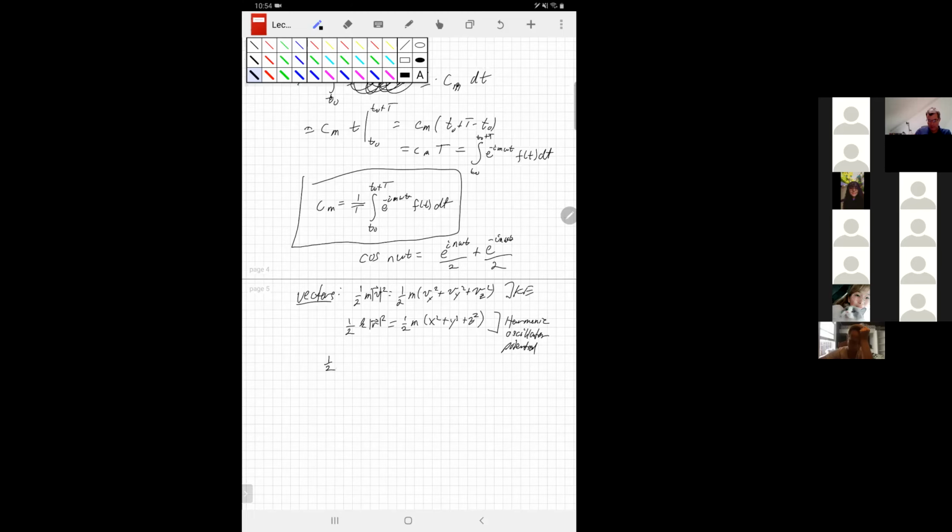Then of course, sometimes we want 1/2 epsilon naught times the length of E squared. And in God's own units, we don't have epsilon naught. So that is just 1/2 epsilon times Ex squared plus Ey squared plus Ez squared. And this is an electric energy density. Okay, so whenever we compute energies in some rather important cases, we wind up getting squared vectors.